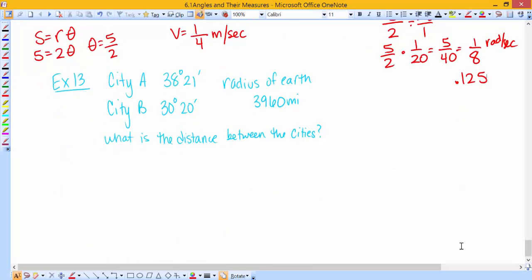All right, last one. Another real-world situation here. We have 2 cities on the earth. So I'm going to draw a circle. Here's my earth. And it says I have city A and city B. City A is at 38 degrees 21 minutes. City B is at 30 degrees 20 minutes. And it gives us the radius of the earth. I want to know what the distance is between these 2 cities. Distance from point A to point B, that's arc length.